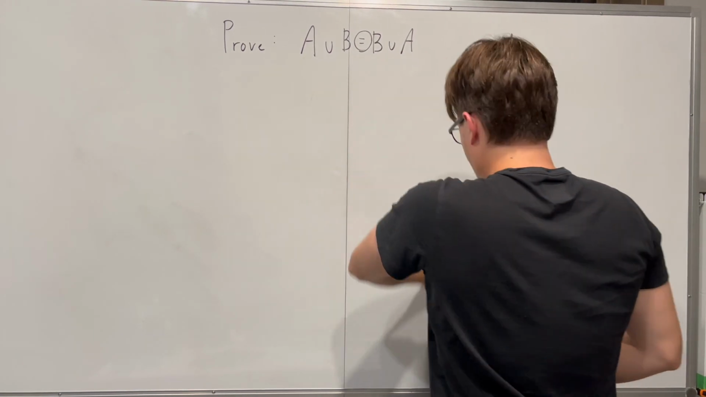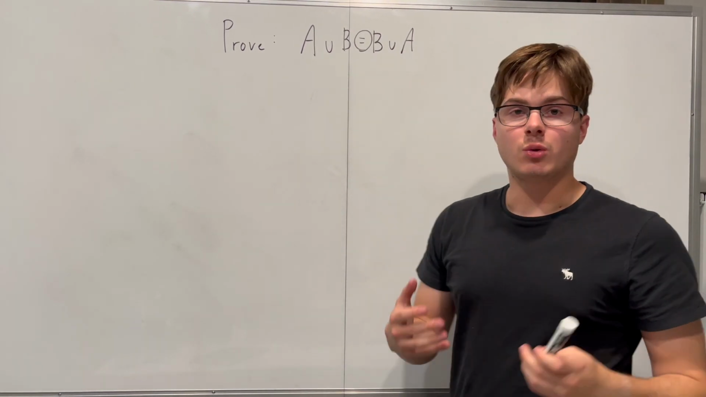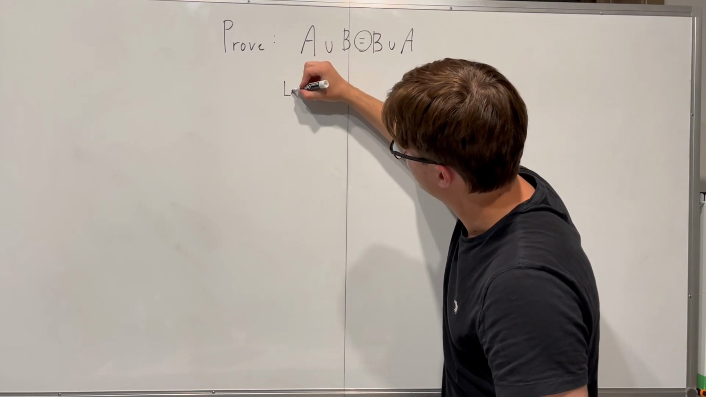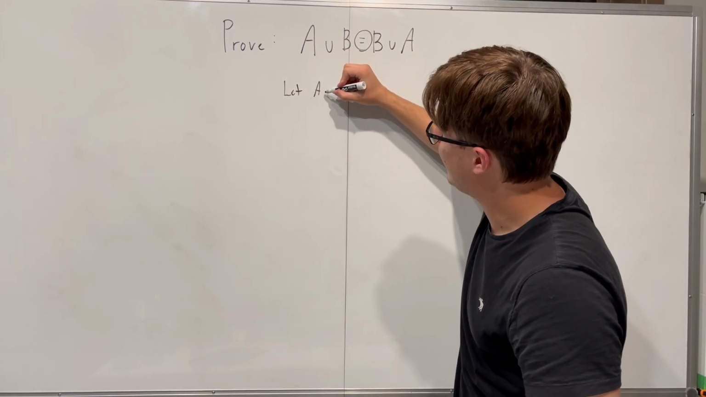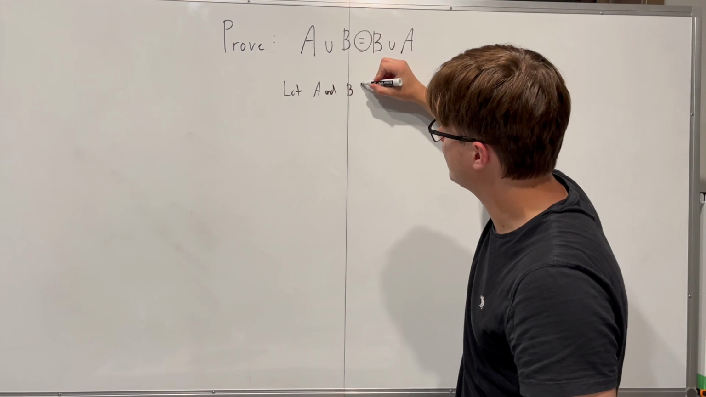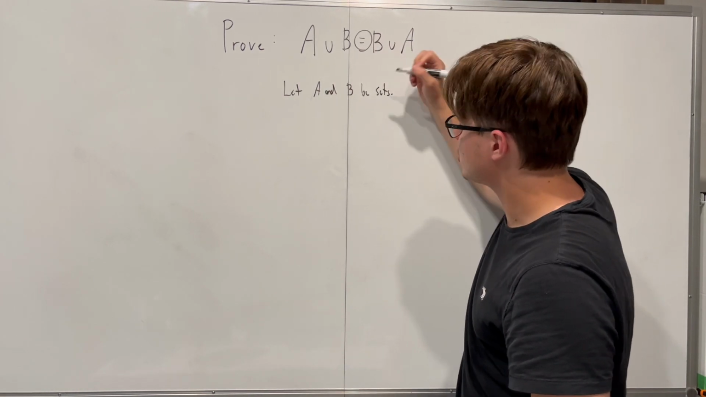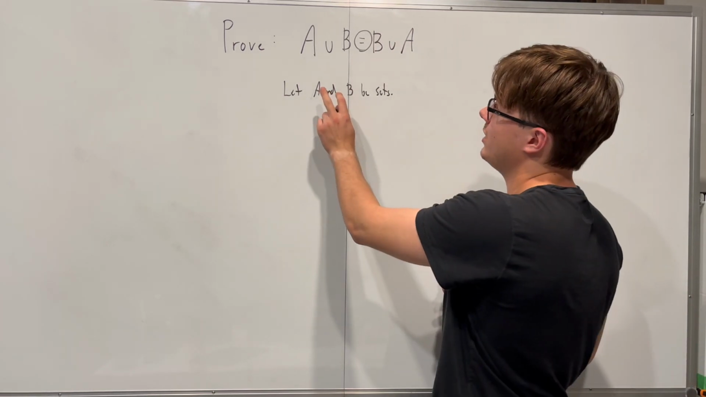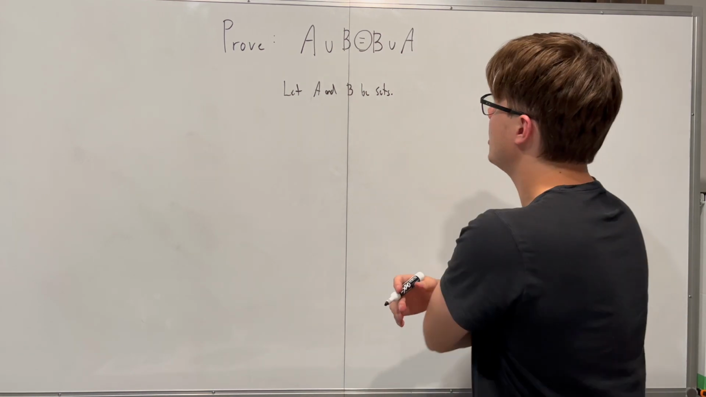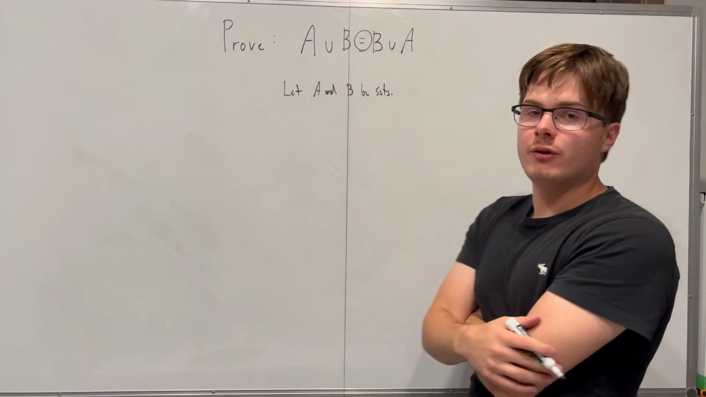But because this is a for all proof, we're going to start with a let. So we're going to say let, and what are we going to let? We're going to let A and B be sets, just so the reader knows what we're talking about when we say A and B in capital letters. Okay, now let's try and prove our first case.